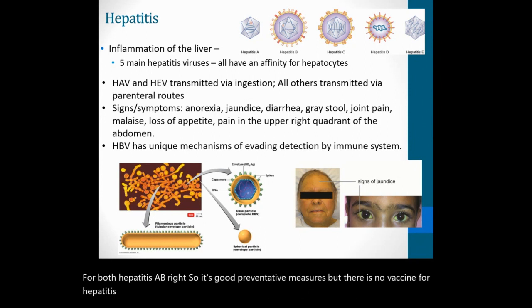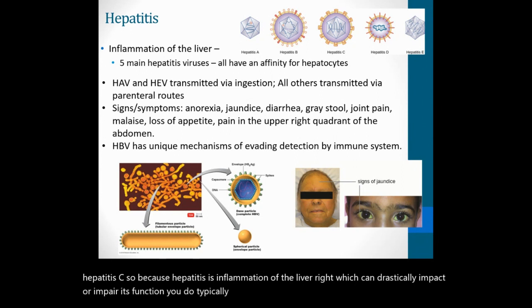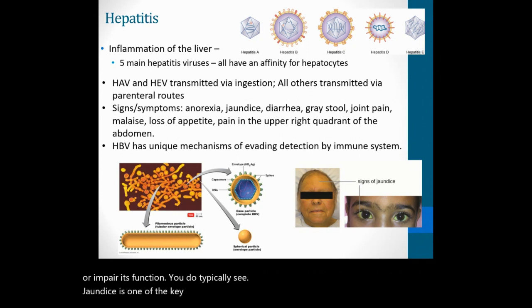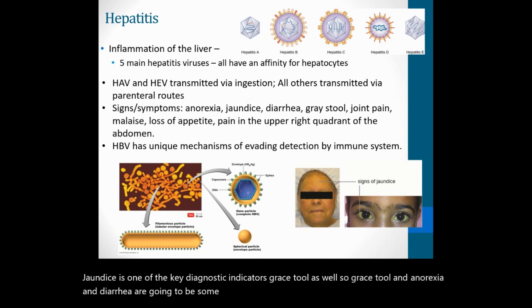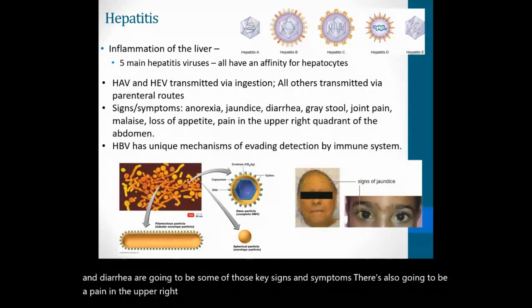So because hepatitis is inflammation of the liver, right, which can drastically impact or impair its function, you do typically see jaundice, which is one of the key diagnostic indicators, gray stool as well. So gray stool and anorexia and diarrhea are going to be some of those key signs and symptoms. There's also going to be pain in the upper right quadrant of the abdomen and some joint pain.